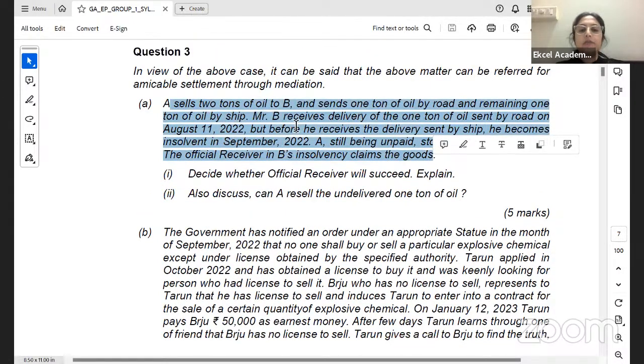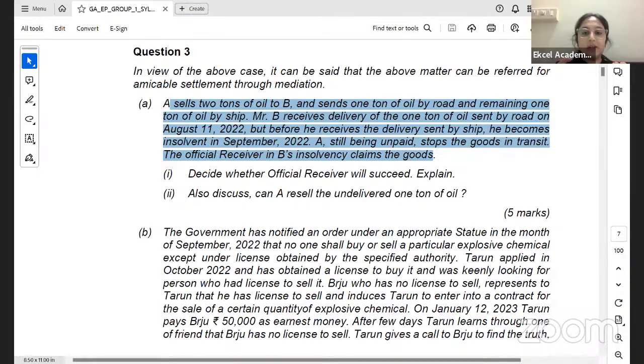A sells 2 tons of oil to B. Okay, A is selling oil to B and sends 1 ton of oil by road and the remaining 1 ton by ship. So of the 2 tons of oil, 1 he is sending by road and 1 through ship. Mr. B receives delivery of the 1 ton of oil sent by road on 11th of August 22. But before he receives the delivery sent by ship, he becomes insolvent in September 2022.